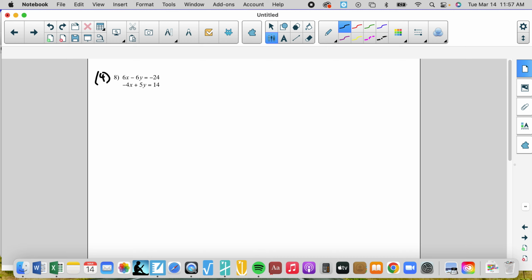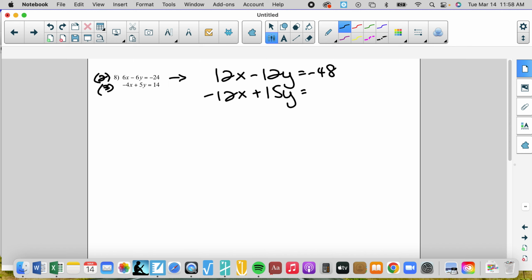We can multiply this by 4, this by 6, and cancel with the 24. But there's an LCM. 24 is not the LCM, 12. So they both have 12 as a common multiple also. So I would multiply this by 2 and this bottom equation by 3. And I'm going to do that because I'm always going to use the most efficient method. Equals negative 48. This gives me negative 12x. This gives me positive 15y. And that gives me 42.